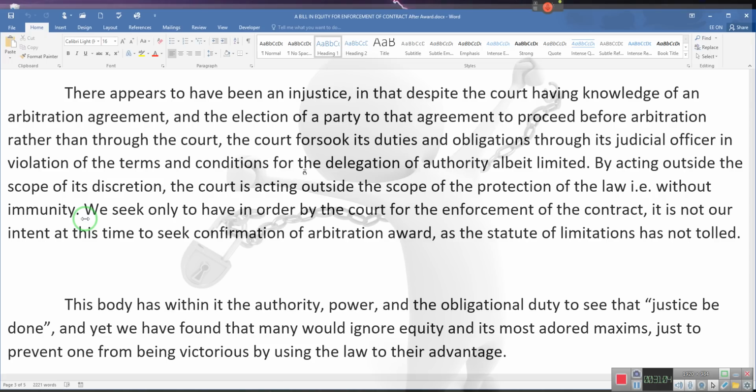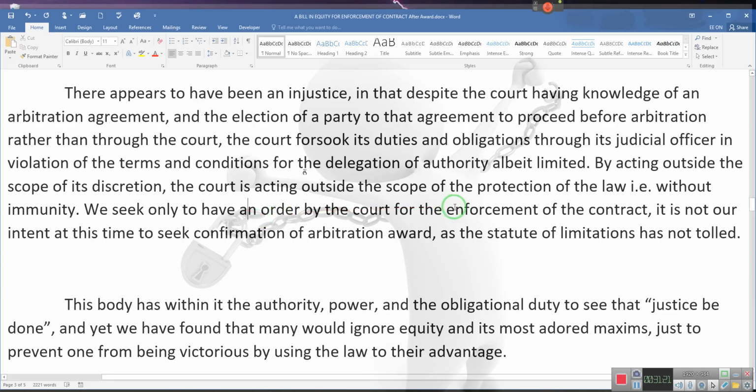Okay. Let's go ahead and take care of the next paragraph. We seek only to have, this is supposed to be an order, not in order. So I'll have to update the document. By the court for the enforcement of the contract. This order will be up, today is the 6th. This order will be up by the 7th. Sorry, can't get it up by the time this video is up with the corrections. You'll just have to go and correct the document.